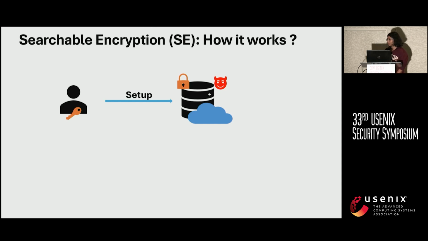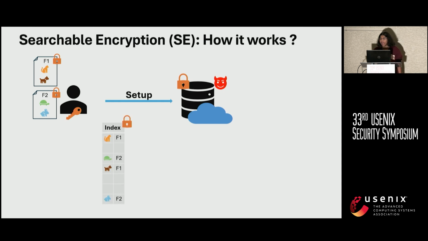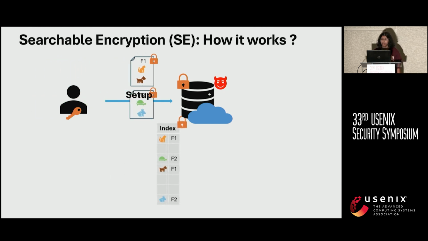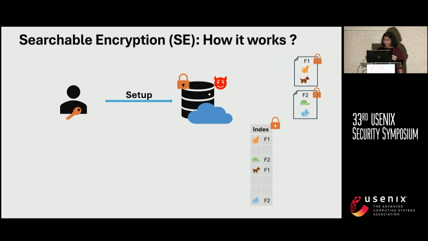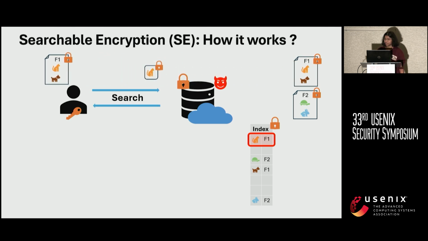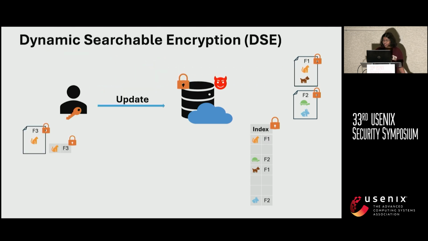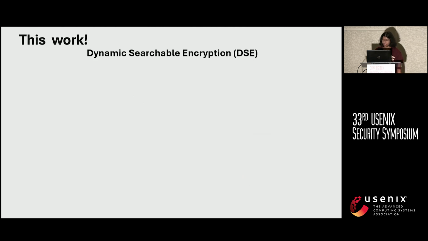So what is searchable encryption? How does it work? Let's say the user or the client has lots of files with keywords in them, and they want to find those keywords later on. So they create an encrypted index and upload it to the server along with the encrypted files. Later on, while searching, they create an encrypted token and send it to the server, and the server will return the corresponding results back to the client. In dynamic searchable encryption, updates are also possible. That is, the client can upload new encrypted files and update the index accordingly.